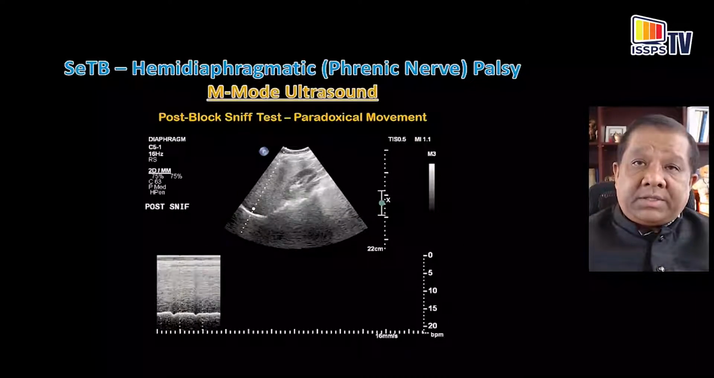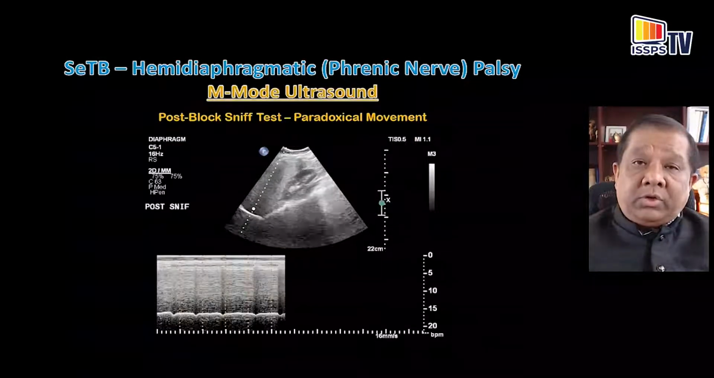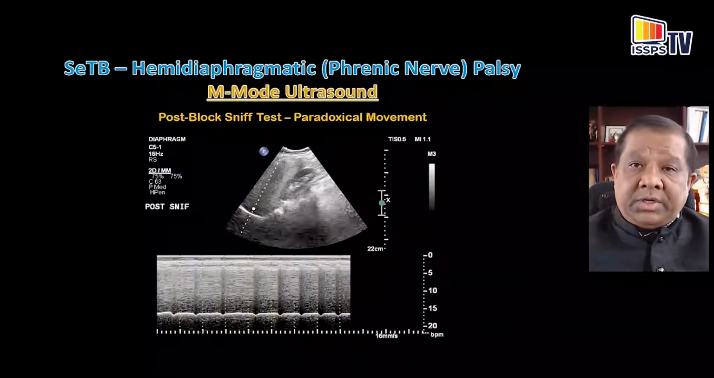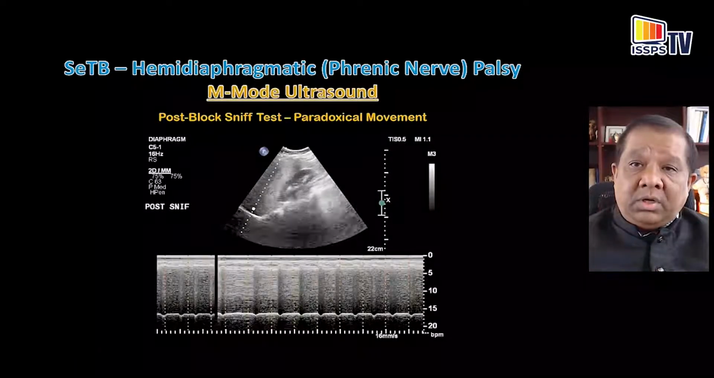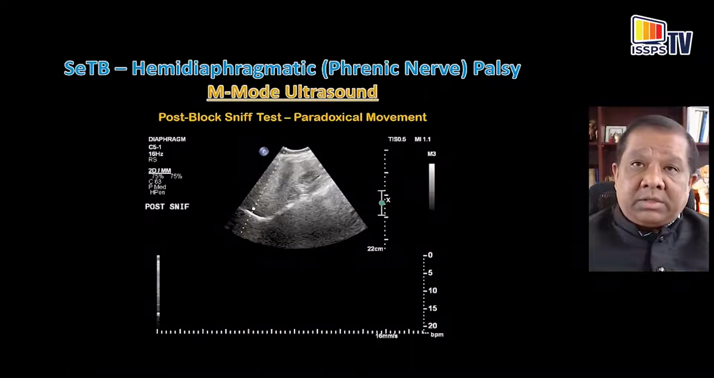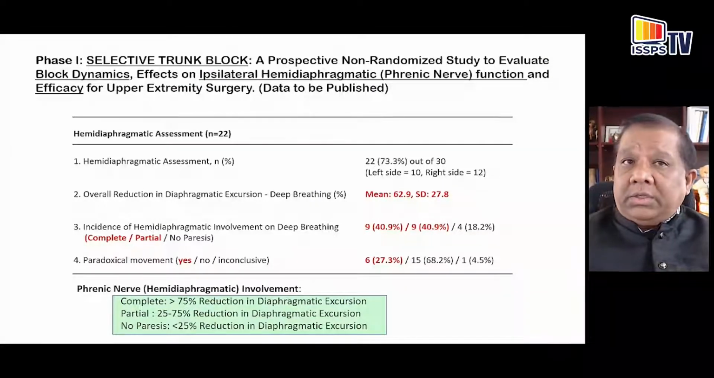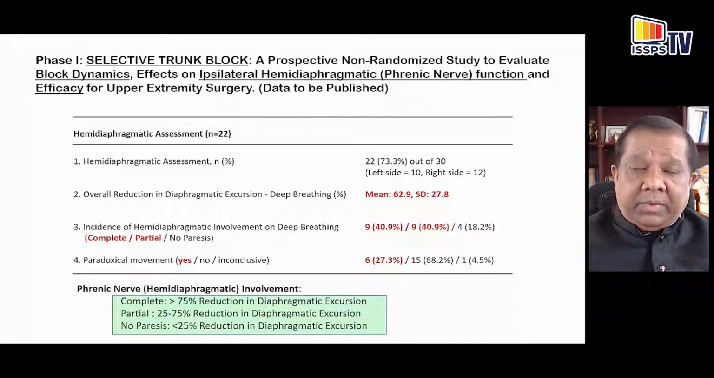Also, when we looked at the sniff test, paradoxical movement could be detected in many individuals. As you can see here, there's a negative dip. That means the diaphragm is moving away from the transducer. So this indicates a complete paralysis of the diaphragm. So hemidiaphragmatic involvement, as defined by these criteria, that means the involvement less than 25% was no paresis. Anything more than 75% decrease in diaphragmatic excursion was complete. And between 25 and 75 was defined as partial, a criteria that's very frequently used to define hemidiaphragmatic involvement.